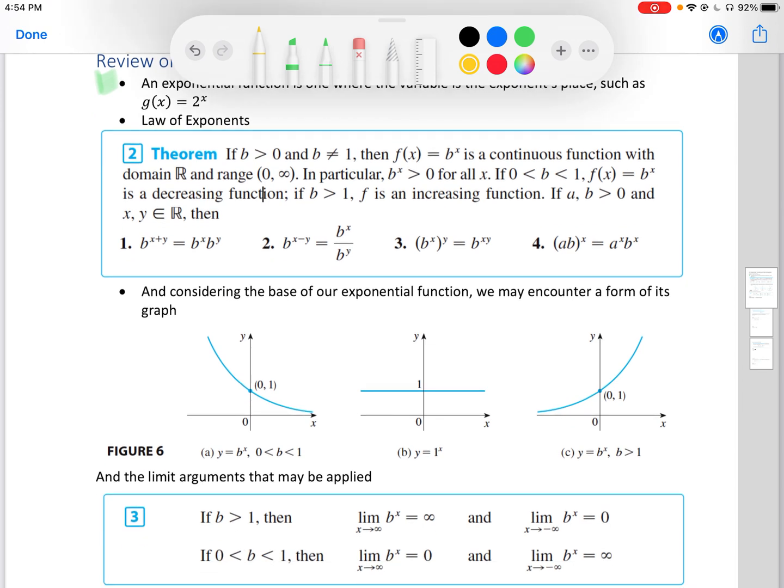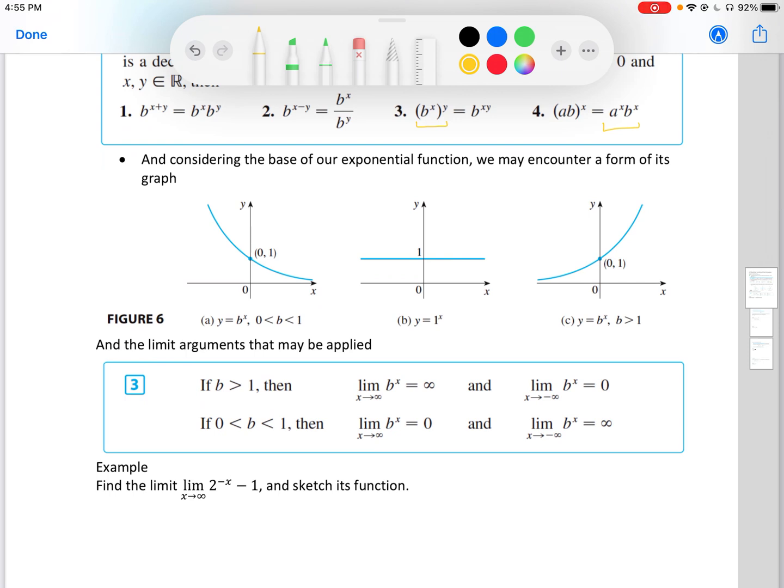We also have to recall some laws of exponents. First, if we have the same base, we can add their exponents. Second, if we have the same base and we're subtracting the exponents, we can write it as a fraction and vice versa. If I have an exponent raised to another exponent, the exponents may be multiplied. And if I have an exponent applied to parentheses, it applies to everything in the parentheses separately.